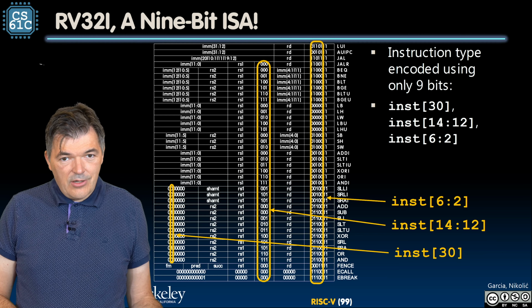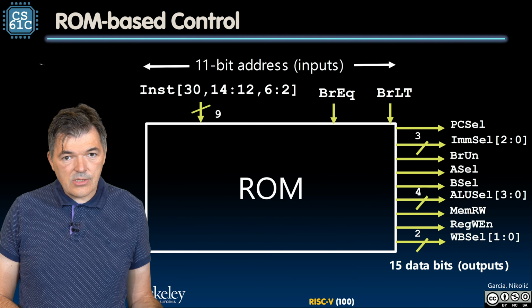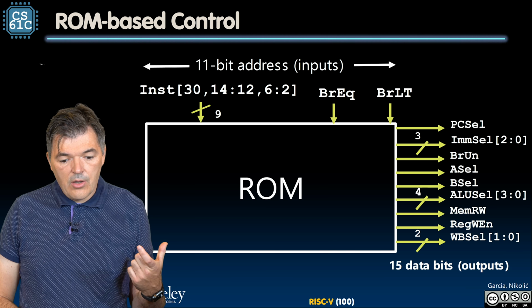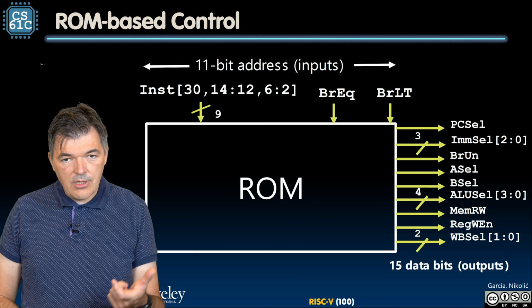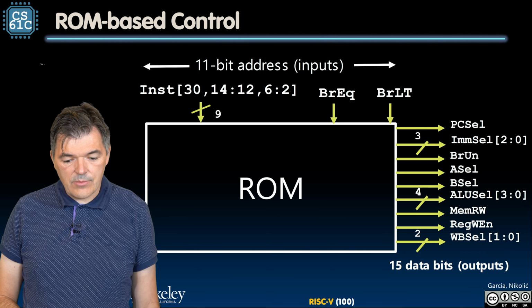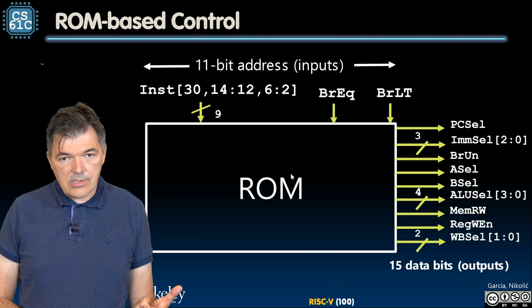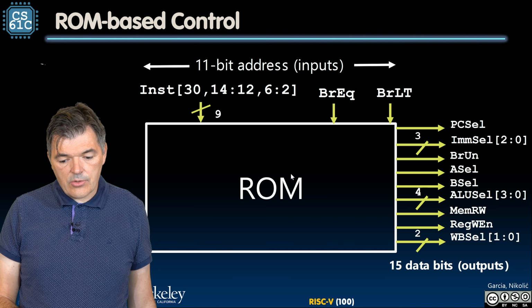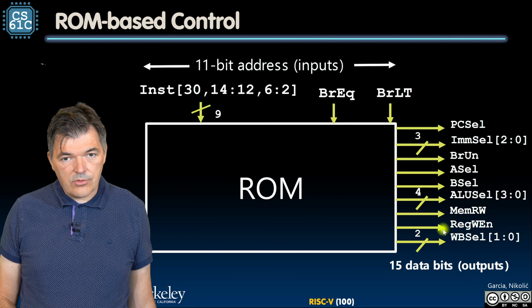But for now, since we're only dealing with the RV32I instructions, in order to decode them, we just need those 9 bits from the instruction and 2 additional bits, which are the branch outcomes. So we would point to the ROM with an address that is 18 bits wide, and we are going to read out of that ROM a 15-bit control word.